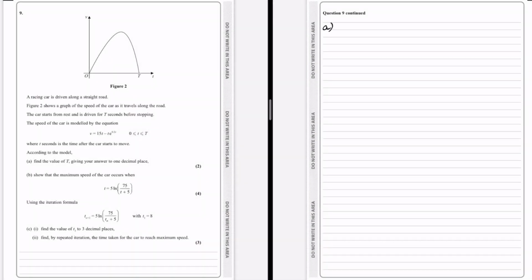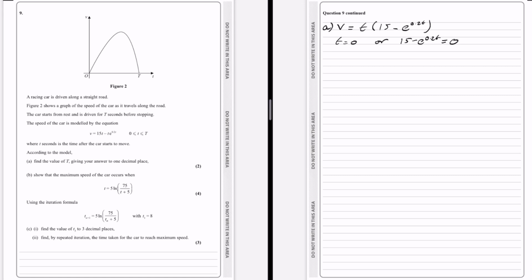Alright, question number 9. Well, we're going to get 2 points where the curve crosses the x-axis. The first one is the obvious one. Well, the factorized version, we can see t equals 0. That's fine, but the other point is going to come when 15 minus e to the 0.2t is equal to 0.